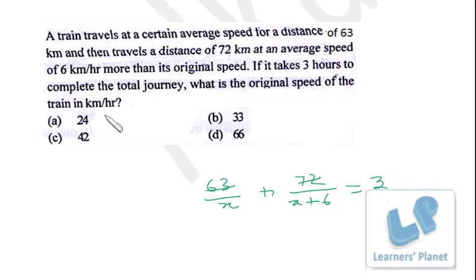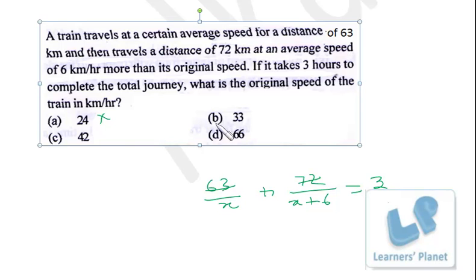So that's incorrect. Okay, 33 is a very weird number because 63 by 33 it will leave 11 in the denominator, and here it is 33 plus 6, 39, it will leave 39 in the denominator. So we cannot get the common factors to get an integral value. So we leave this, right? 63 by 66 less than 1 hour, 72 by 66 around 1 hour. So both of them will not make 3 in any case.